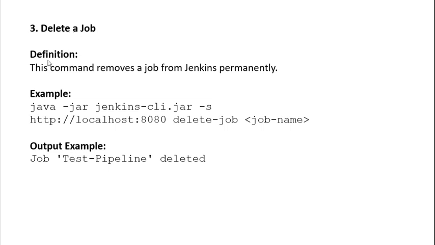Third is delete a job. This command removes the job from Jenkins permanently. Use java -jar jenkins-cli.jar -s http://localhost:8080 delete-job and write the job name. The output example: the job test pipelines is deleted. So the job is deleted permanently.